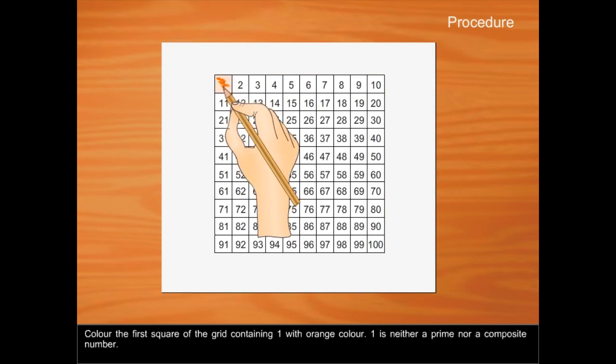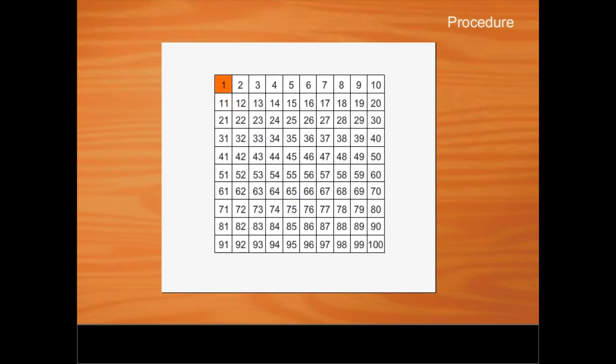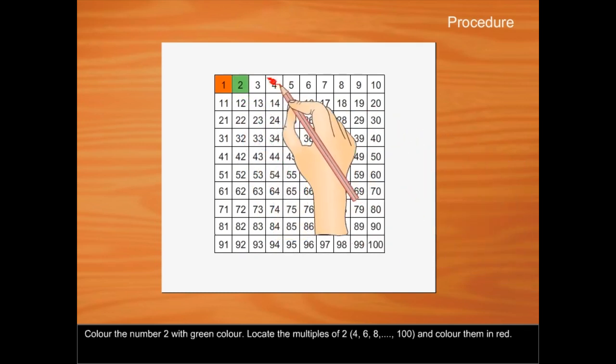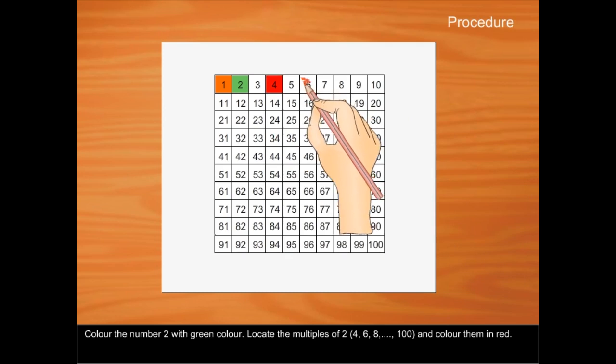Color the first square of the grid containing 1 with orange color. 1 is neither a prime nor a composite number. Color the number 2 with green color. Locate the multiples of 2, 4, 6, 8 till 100 and color them in red.